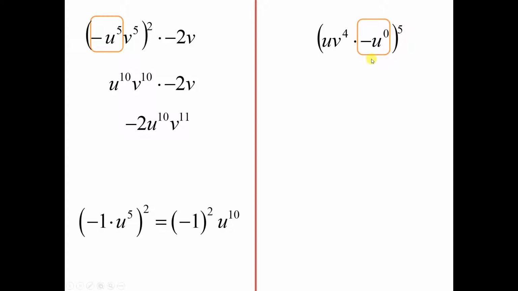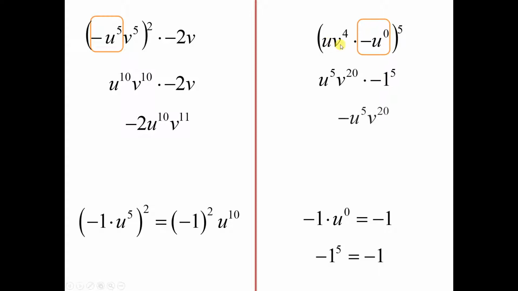Next up, buttercup, same thing here. Just like in the previous slide, we have a negative u to the 0 power. That's going to become a negative 1. Negative 1 to the 5th stays negative 1. So be careful right here. This is u to the 5th. That's v to the 20th. Cleaning it up. There you go.